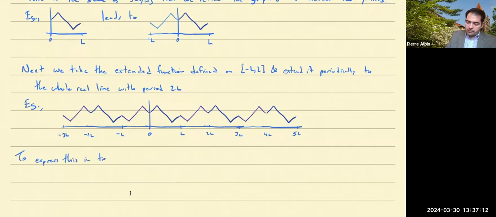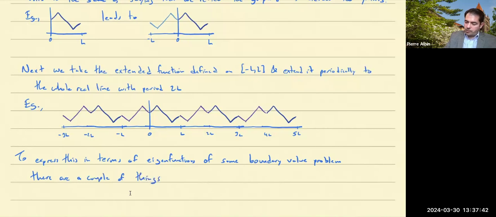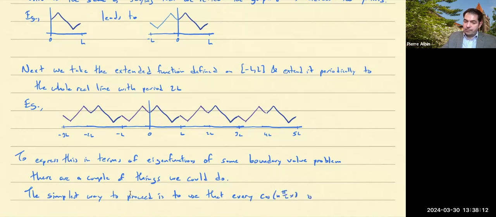To express this in terms of eigenfunctions of some boundary value problem, there are a couple of things we could do. The simplest way to proceed is to use that every cosine of n pi over L x is an even function.